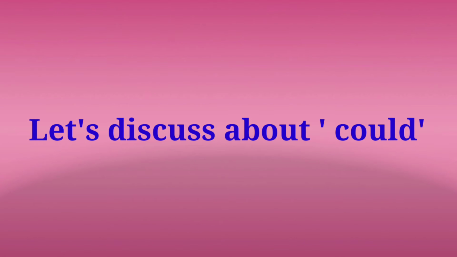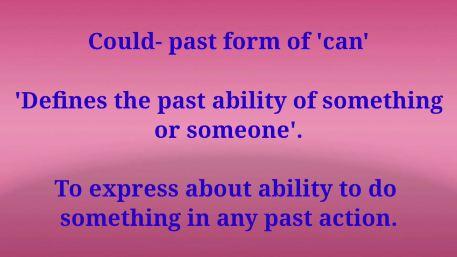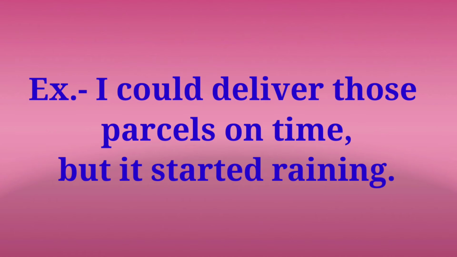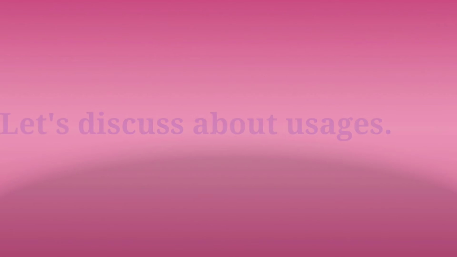Let's discuss the usage of could in English grammar. Could is the past form of can. The first thing is that it defines the past ability of something or someone, or the ability to do something in a past action. At that time we make use of could instead of can. Here is an example: you could call me if you needed help. So I am talking about a past action. Next example: I could deliver those parcels on time, but it started raining. So here again I am talking about possibility.